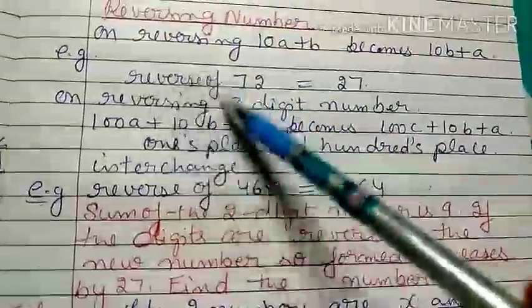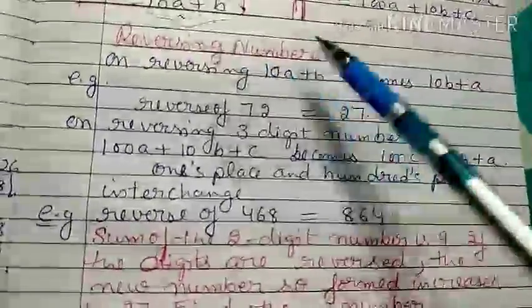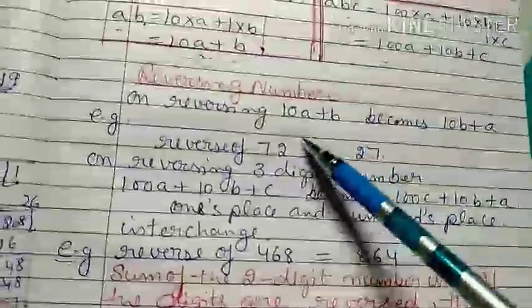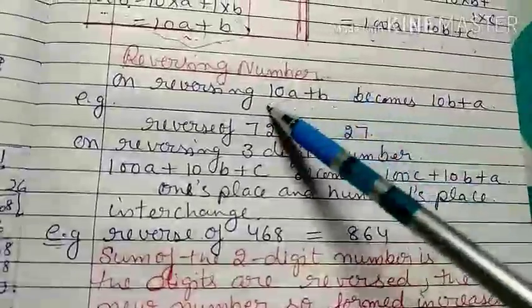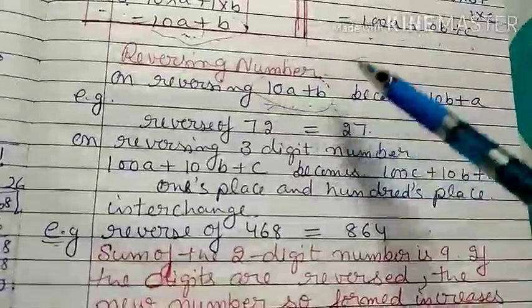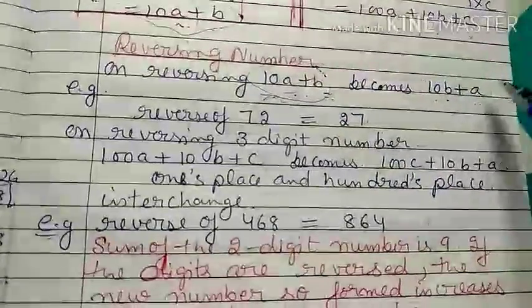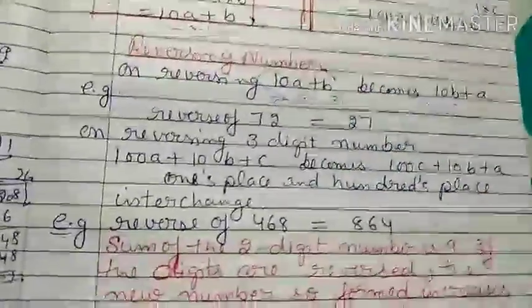So we can write the reverse of 72 is 27. But if in place of 72 any variable AB is written, how do you reverse this one? Like 10A plus B, that was my expanded form of the number, so I just interchange the digits. It becomes 10B plus A. 10B plus A will be my reverse number in variable form.